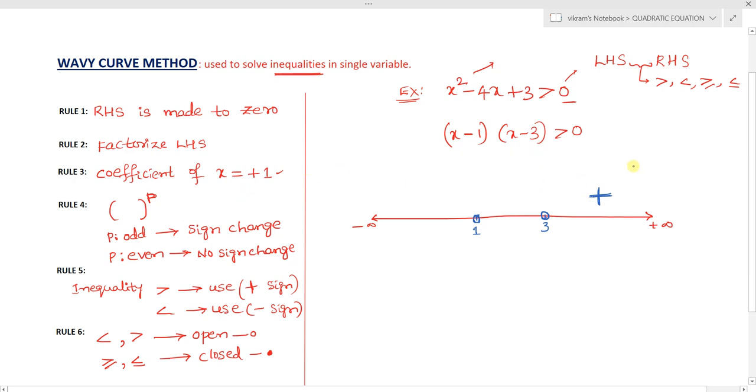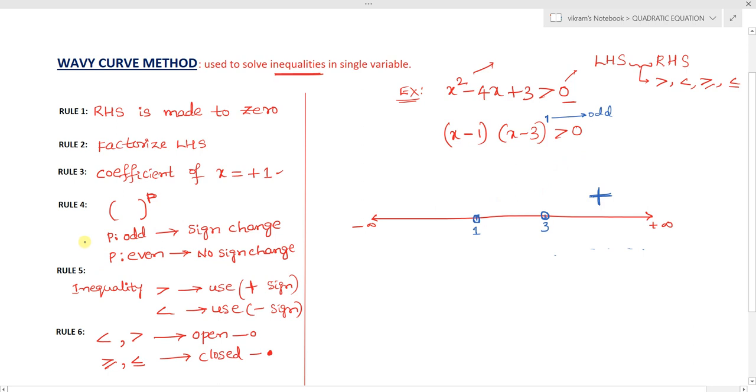Now we are moving from the rightmost, from plus infinity toward minus infinity. We have represented the rightmost of the root as a plus. Next, we move up to the value 3. So now check the factor at 3. What is it? x minus 3. What is the power over here? x minus 3 to the power 1. So 1 is an odd number.